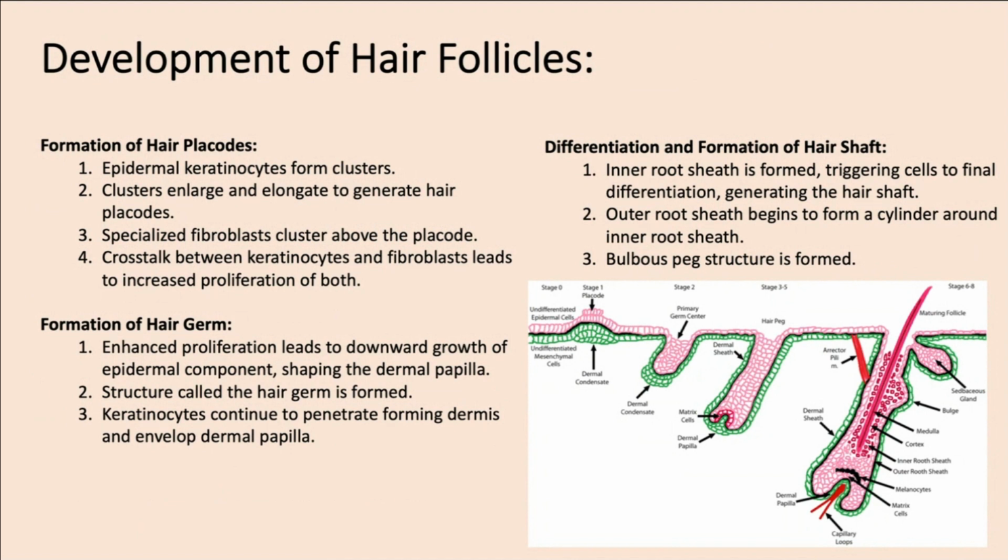So the keratinocytes that we formed and the fibroblasts are going to work together, and they're going to increase in number. They're going to proliferate. Then we're going to form the hair germ. With this, there's going to be downward growth of the epidermal part, and this will shape what we know as the dermal papillae. So after we form the hair germ, the keratinocytes, which are of course producing keratin, are going to penetrate through the dermal layer and make the dermal papillae.